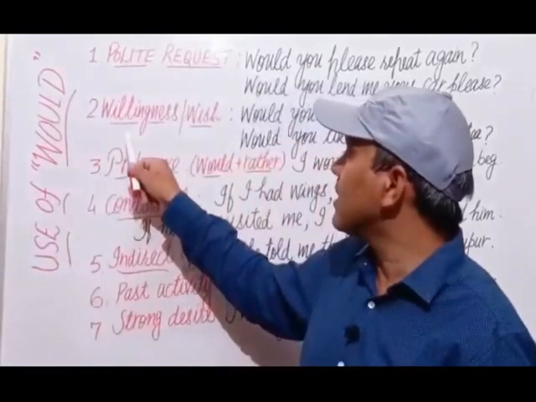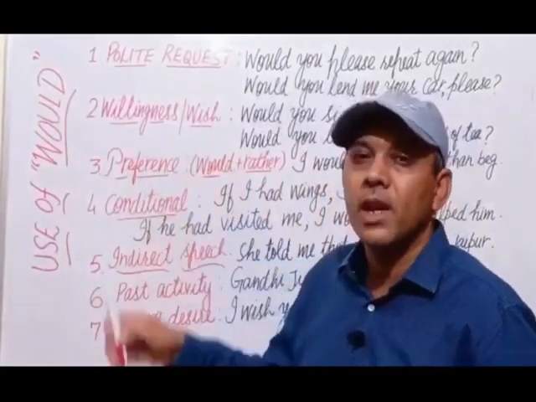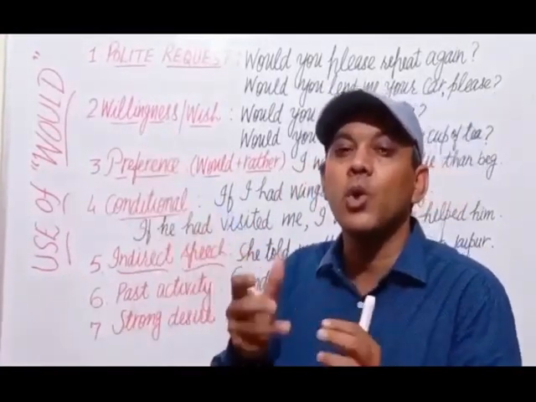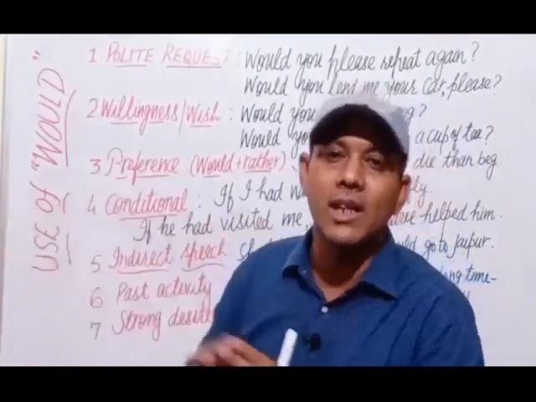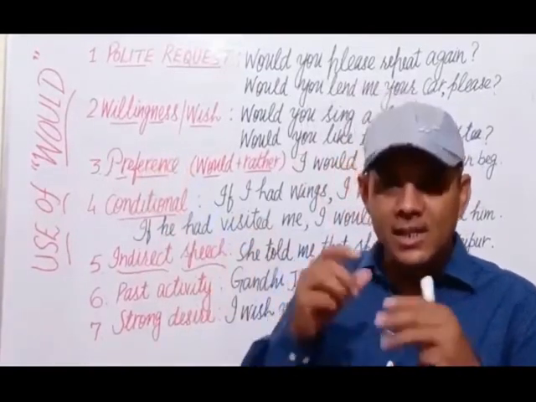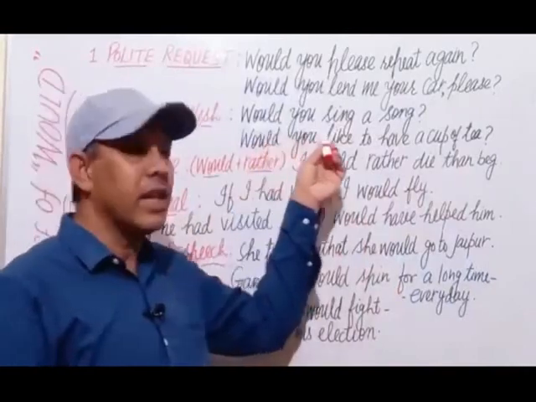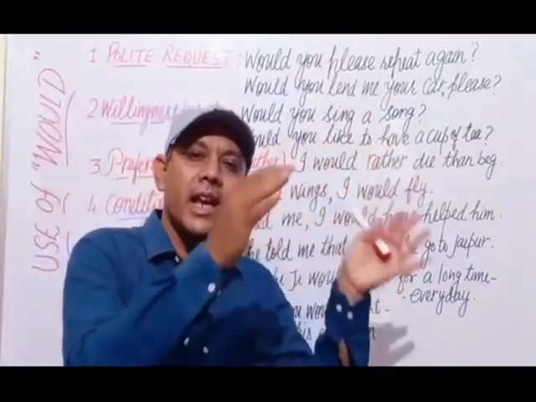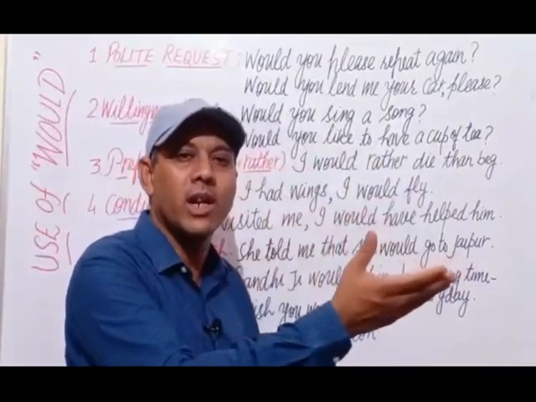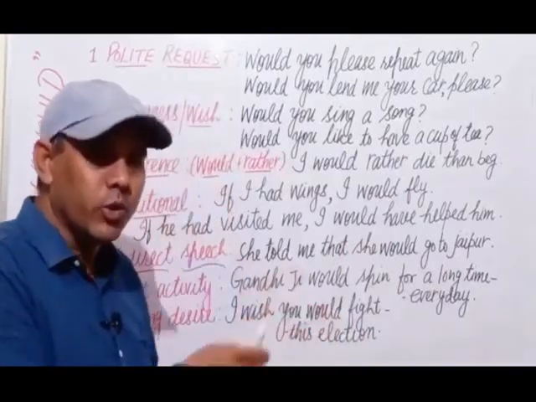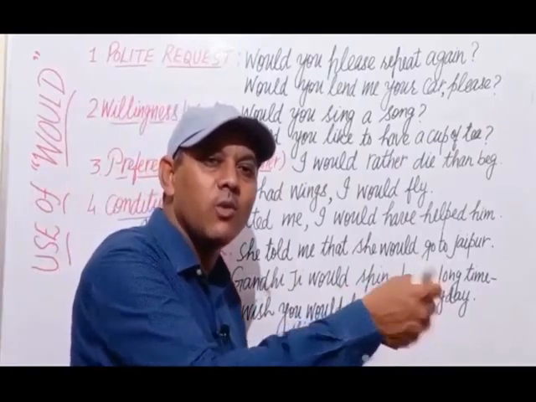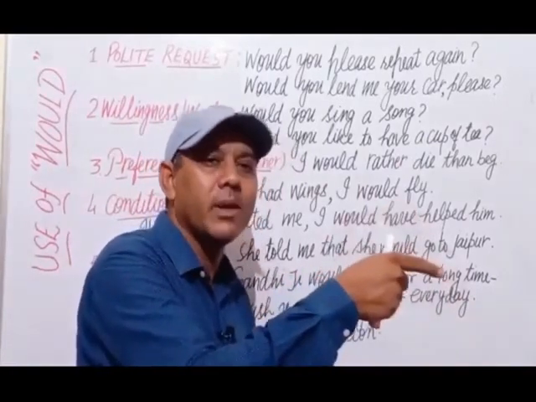And its next use is willingness or wish. If I wish for something, or if I want to know the willingness or wish of someone else, then I will use would as a modal verb. Let us take an example. Would you sing a song? There is a program, there is a party, and I ask someone, I want to know the wish or willingness of someone else. And I ask him, would you sing a song? क्या आप एक गीत गाना चाहते हैं? Would you sing a song? I want to know the wish of that person.